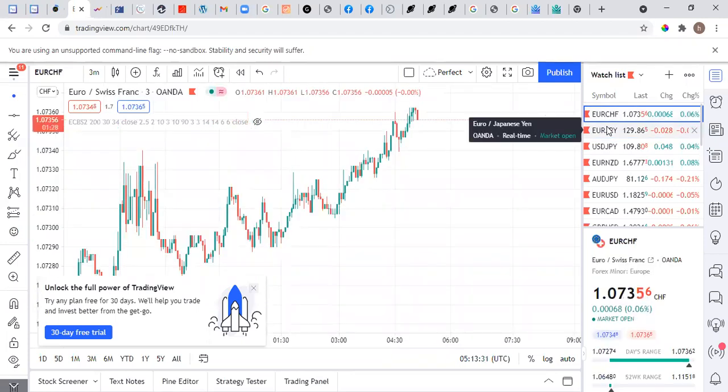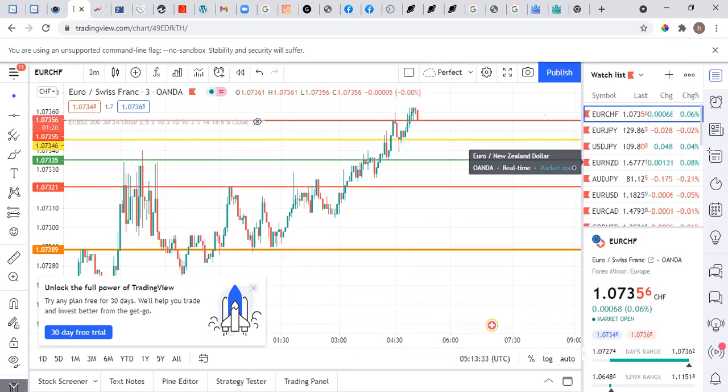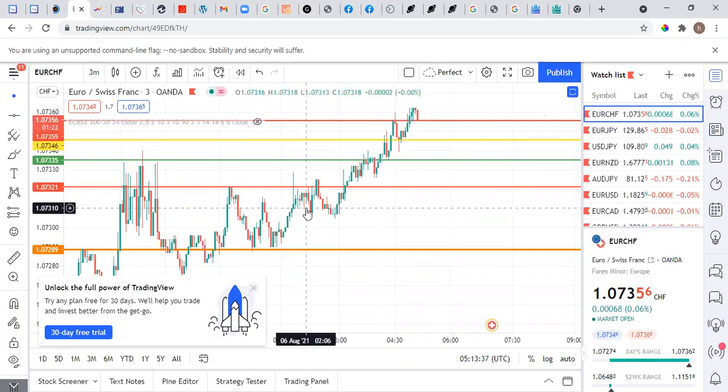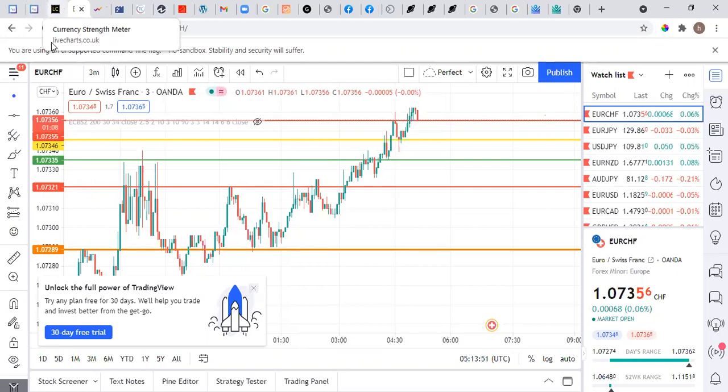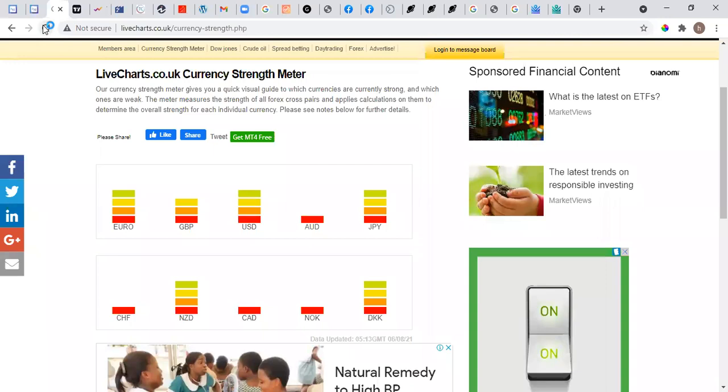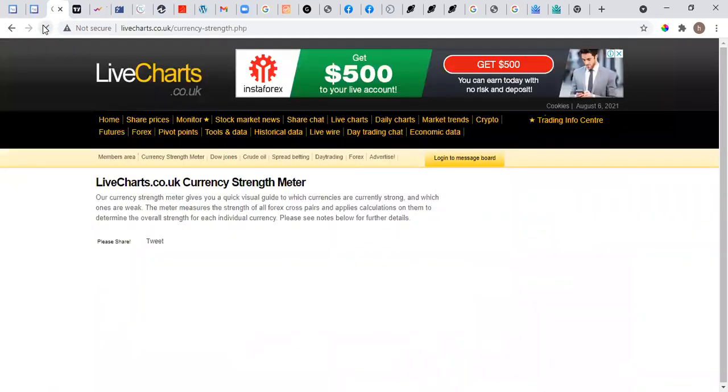That's why I've not. Okay, so Euro CHF has gotten to that hour area, but that's a low risk area. It could still come down a little bit more. Let me check the currency strength meter again. Let me see how strong Euro is against the Swiss franc.